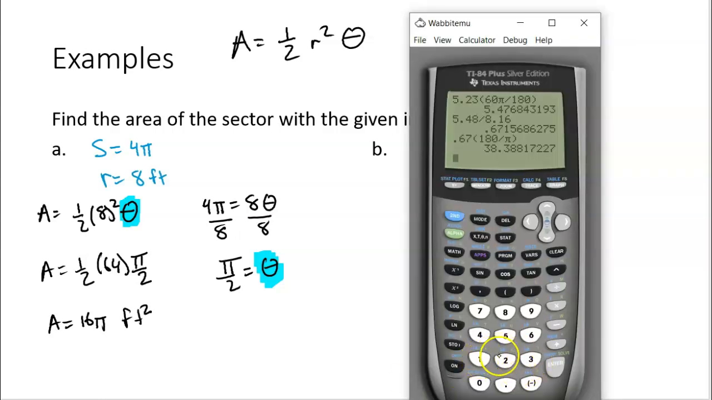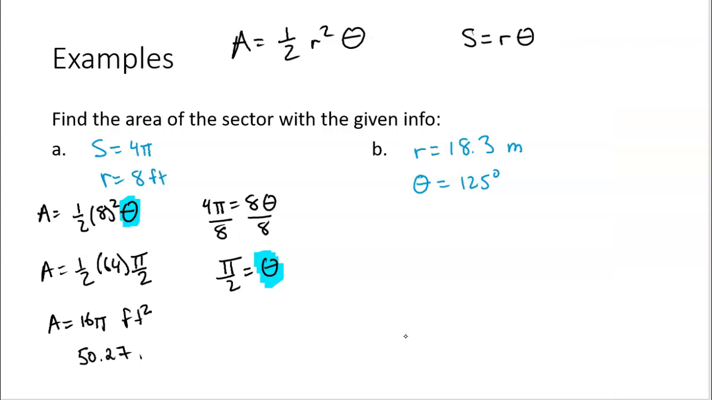Or what I can do is say 0.5 times 64 times pi over 2, and that will give me about 50.27 after rounding. So 50.27, again feet squared. Either one is perfectly fine for the area. Okay, so why don't you pause the video, try the second one out on your own, and see if you can figure out which formulas to potentially use.